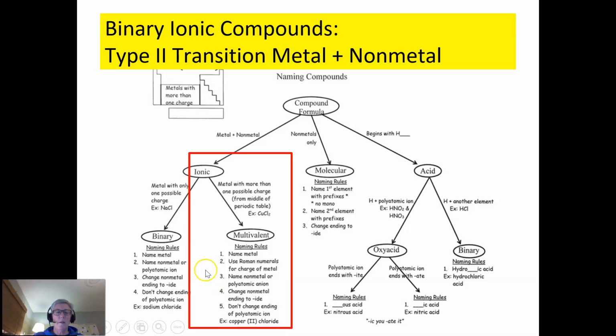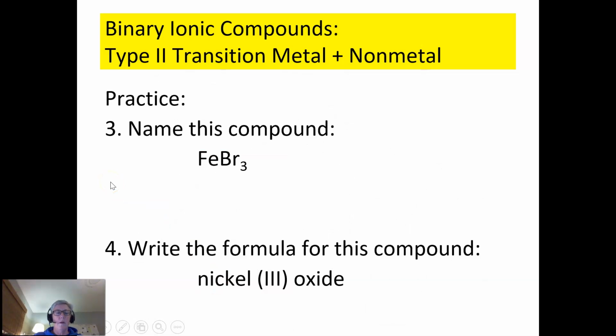All right, so let's practice a couple of these. Practice number 3: name this compound, FeBr3. And number 4: write the formula for this compound, nickel(III) oxide. So you pause, practice this, see if you got it right, because I'm about to show the answer.